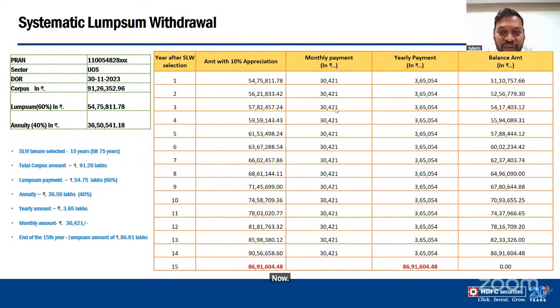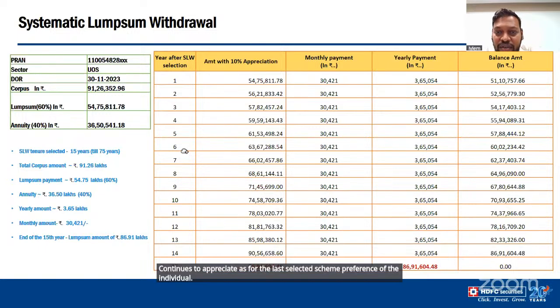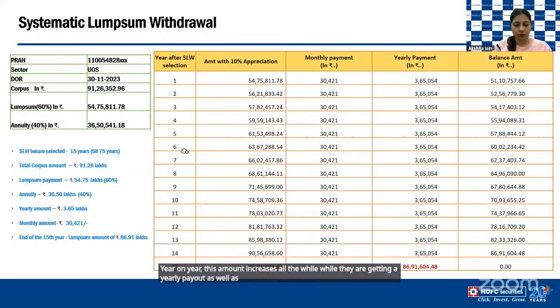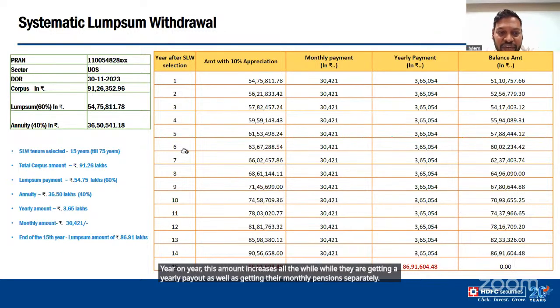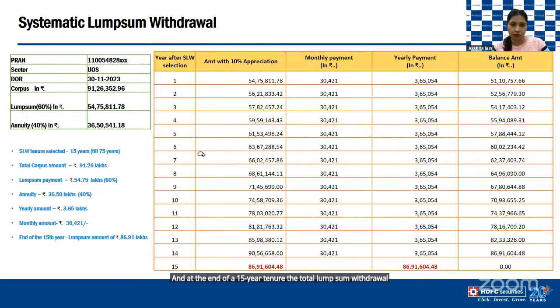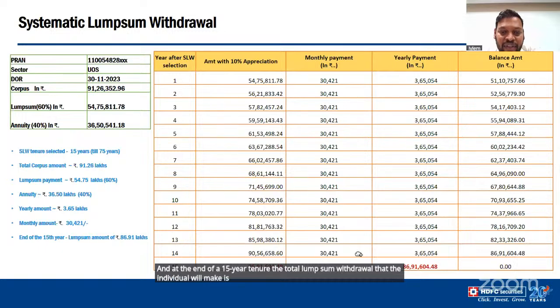Now, what happens to this 54 lakh 75,000? A monthly payout of 30,421 is taken. Yearly, that amount comes to 3,65,000. The balance amount, 51,10,000, continues to appreciate as per the last selected scheme preference of the individual. Year on year, this amount increases, all the while they are getting a yearly payout as well as getting their monthly pensions separately. And at the end of a 15-year tenure, the total lump sum withdrawal that the individual will make is 86 lakh 91,000.